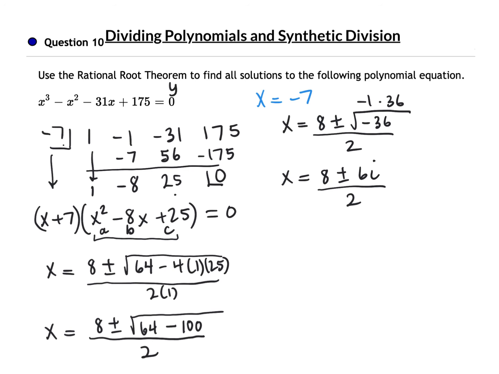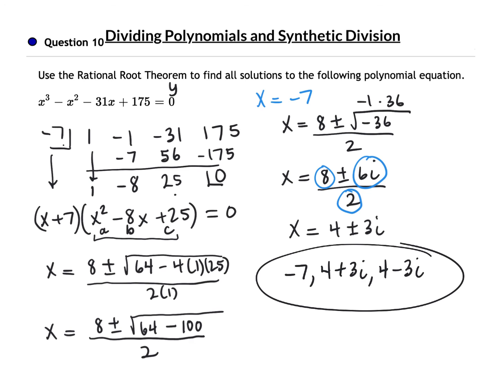There are 3 terms, the 8, the 6i, and the 2. All those are divisible by 2. So I'll divide them all by 2, and I get x equals 4 plus or minus 3i over 1. But I don't need to put it over 1. Anything divided by 1 is itself. My solutions then are negative 7, 4 plus 3i, and 4 minus 3i. Again, a third power equation can have up to 3 solutions. And we're going to talk more about that later.